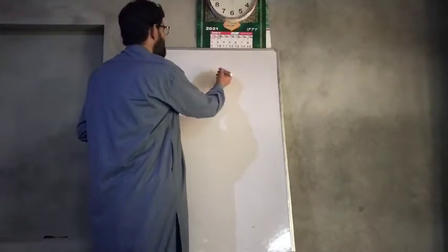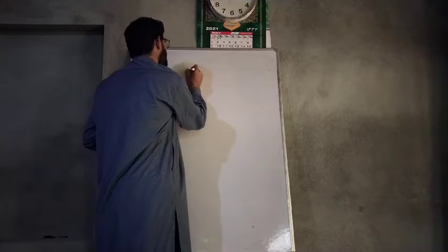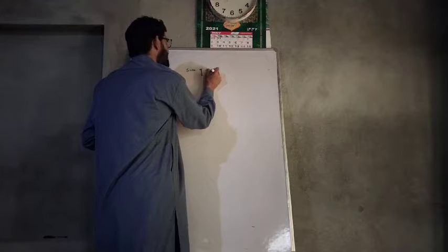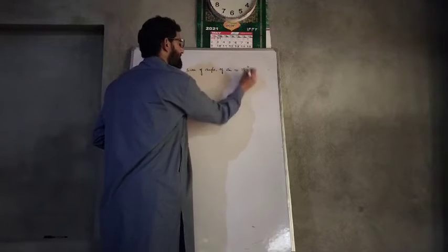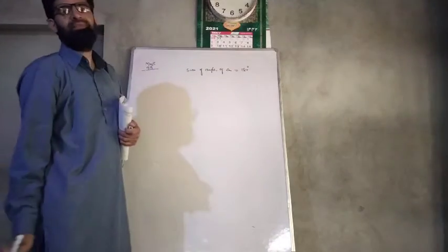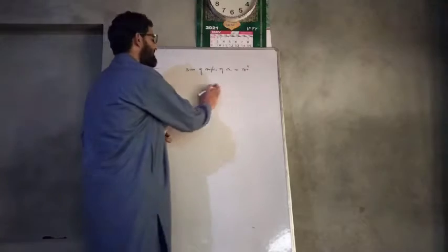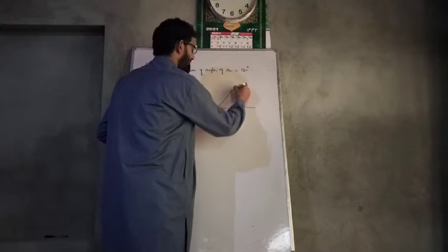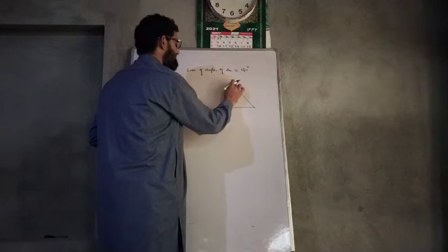In our previous lesson we discussed a very important question: the sum of angles of a triangle is equivalent to 180 degrees. This we proved in our last class. Let me recapitulate this for those students who have missed out the last class.